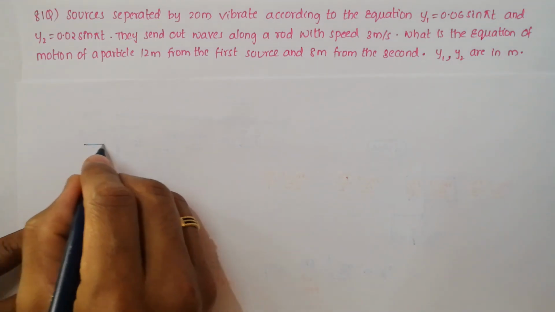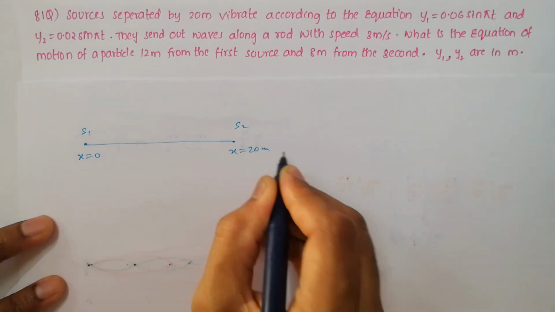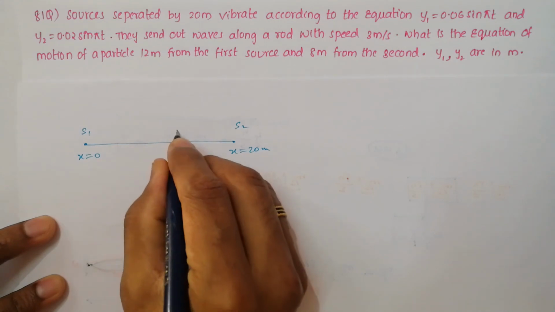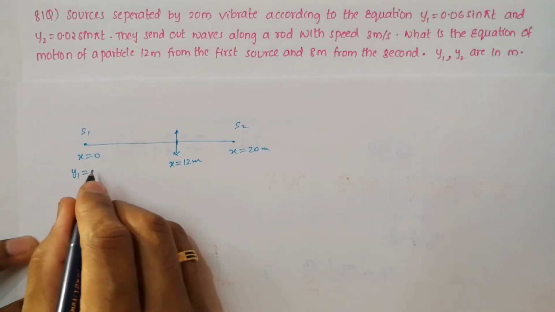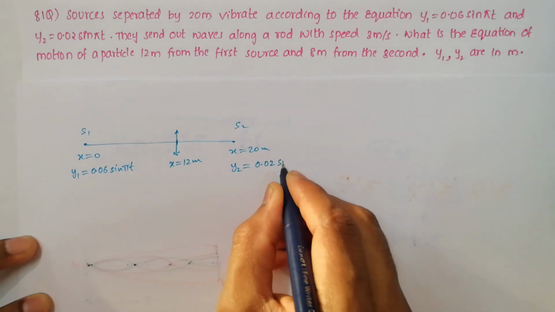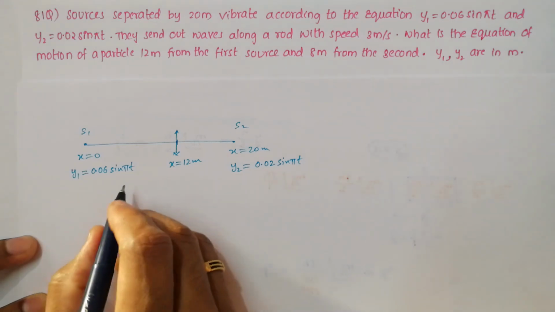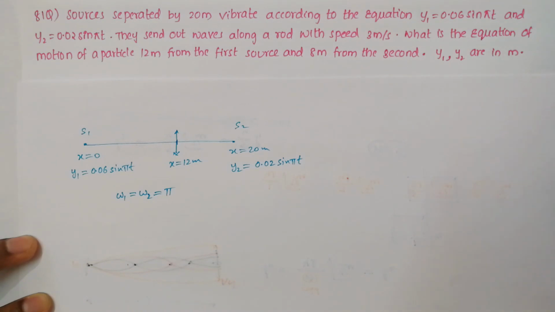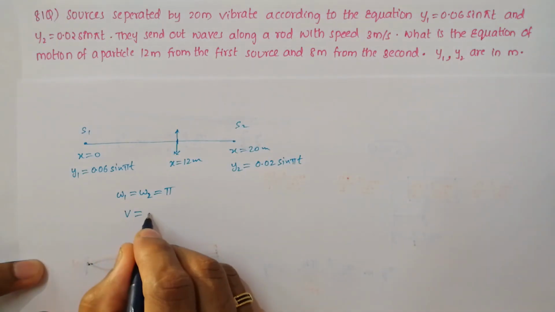Now if we take the sources S1 and S2, they are separated by a distance of 20 meters. I'll write this as x equal to 0, and this will be x equal to 20 meters. Now he's talking about a point which is 12 meters from S1 and 8 meters from S2. So this is the particle. Now we want the equation of this particle, which is at x equal to 12 meters. The equation of the first source is given by 0.06 sin pi t, and the second source is given as 0.02 sin pi t. Then we can observe these two sources have equal frequency. So the angular frequency omega is the same, which means these two are coherent sources. Now when two coherent sources are traveling in opposite directions, it will result in a stationary wave. The velocities of both the waves will be the same. Velocity is given as 3 meters per second.